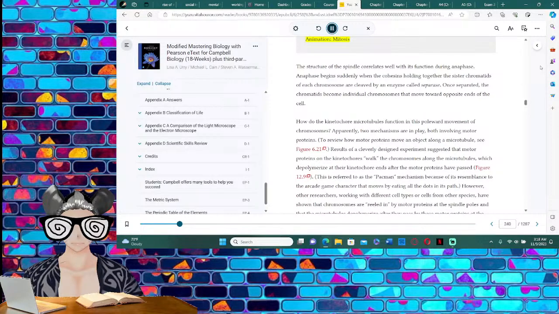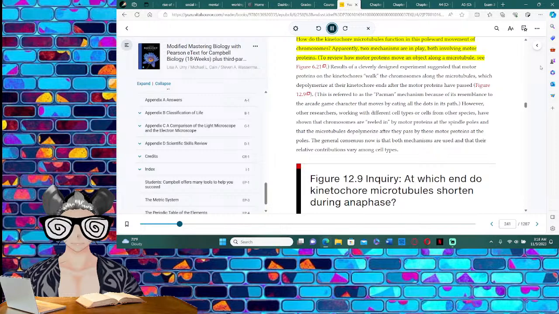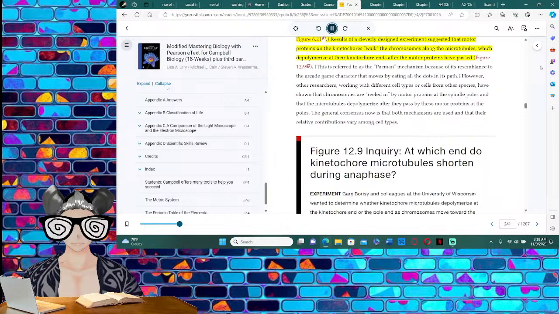Animation, mitosis. The structure of the spindle correlates well with its function during anaphase. Anaphase begins suddenly when the cohesins holding together the sister chromatids of each chromosome are cleaved by an enzyme called separase. Once separated, the chromatids become individual chromosomes that move toward opposite ends of the cell. How do the kinetochore microtubules function in this poleward movement of chromosomes? Apparently, two mechanisms are in play, both involving motor proteins. To review how motor proteins move an object along a microtubule, see Figure 6.21.